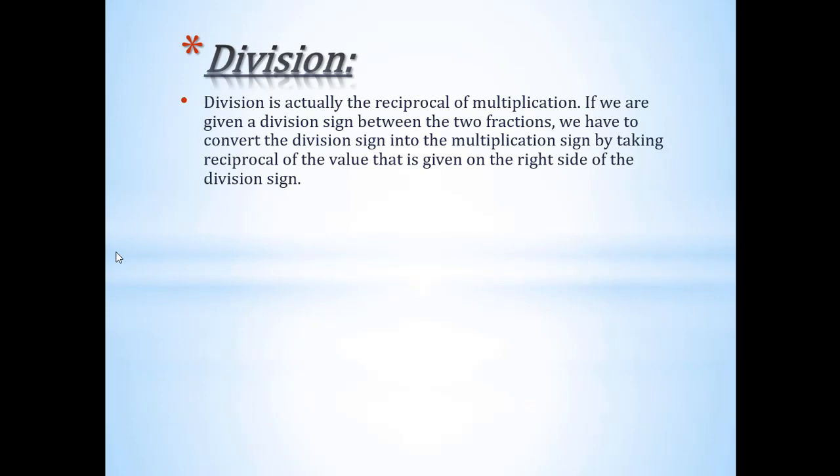Division. Division is actually the reciprocal of multiplication. If we are given a division sign between two fractions, we have to convert the division sign into the multiplication sign by taking the reciprocal of the value that is given on the right side of the division sign. For example, there are two fractions, 8 over 9 and 4 over 3, and there is a division sign between them. So first of all, we have to replace this sign with the multiplication sign, and for that we have to take the reciprocal of the value 4 over 3. So it will become 8 over 9 times 3 over 4.